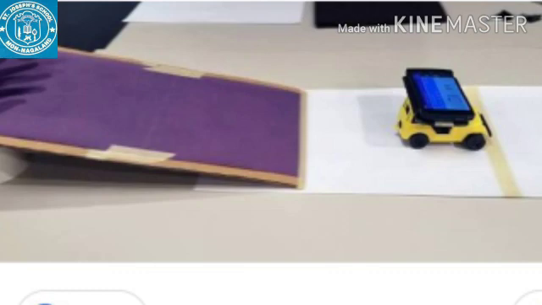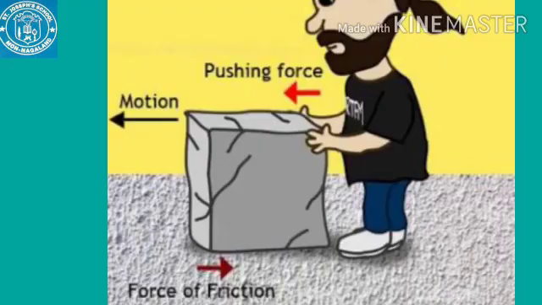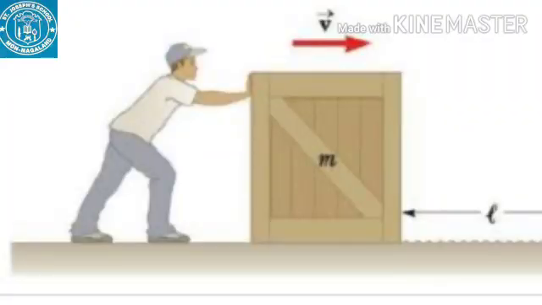The force of friction is less on a smooth surface and more on a rough surface. For example, she can push a box over a rough surface and then push the same on a smooth surface. You will notice that it is easier to push the box on the smooth surface because the force of friction is less on a smooth surface than on a rough surface.